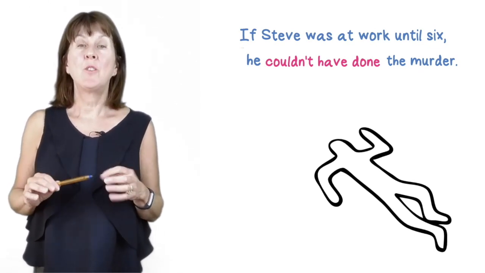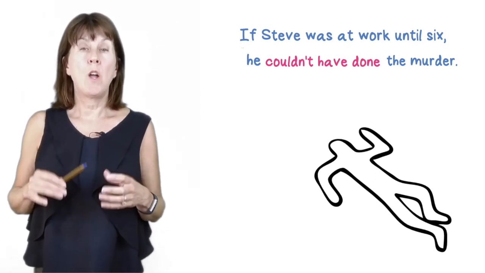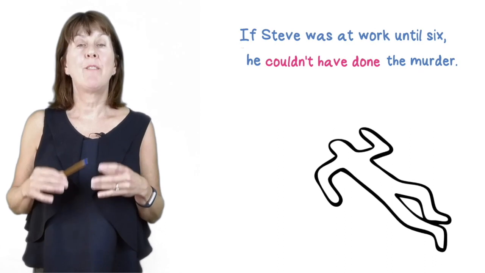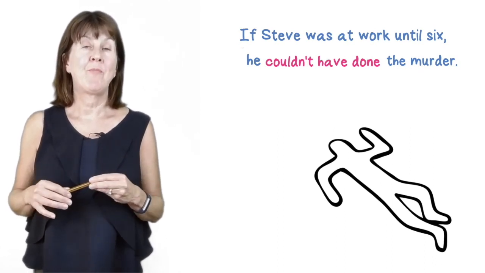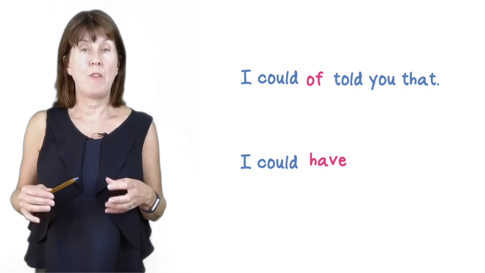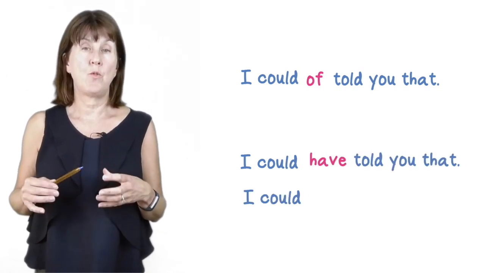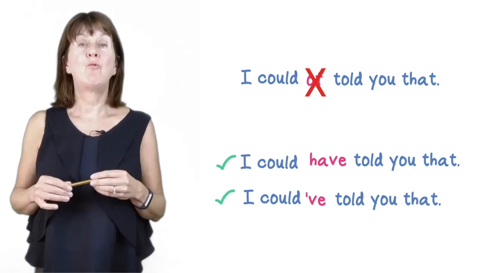Lastly, a little note on a common mistake, which is to write the word of instead of have, or the contraction apostrophe VE. So I could of told you that instead of I could have told you that, or I could've told you that. This is wrong, and these two are right.